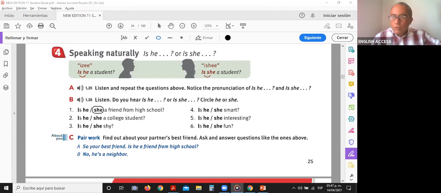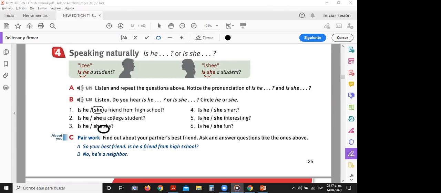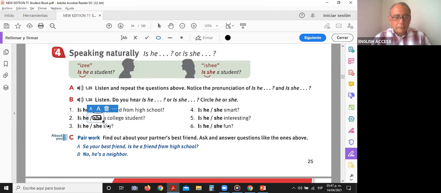1 is done. Let's go for number 2. 2. Is she a college student? What is the correct one? He or she? She. That is correct. She is the correct one. Okay, now I'm going to play the track, and I'm going to let you hear from 3 to 6. Please circle the correct option, okay? Here goes.